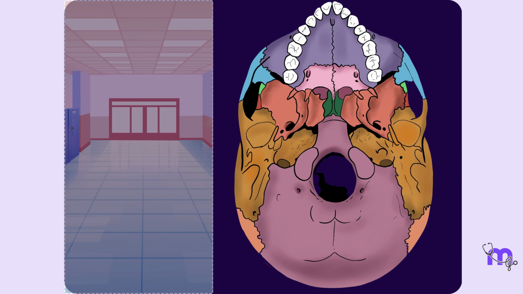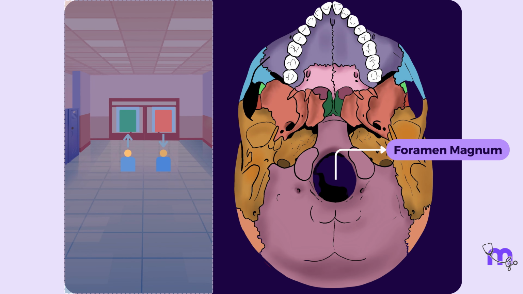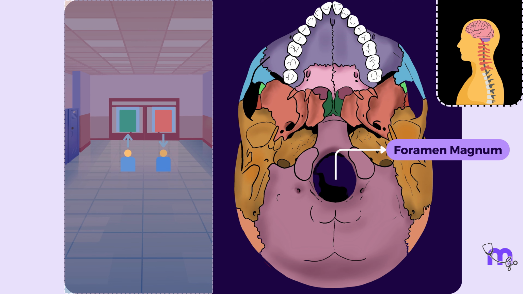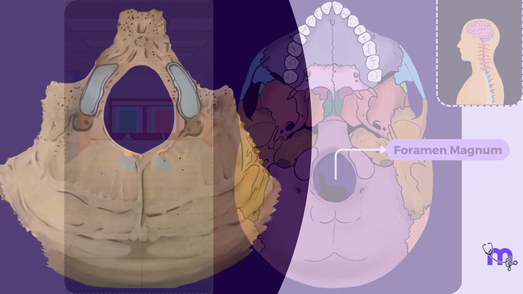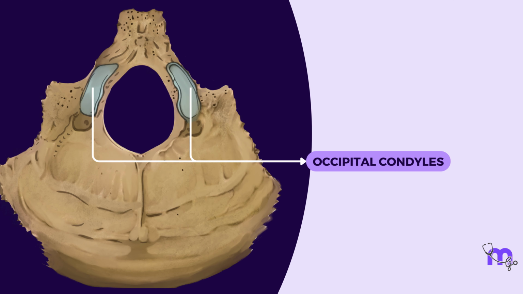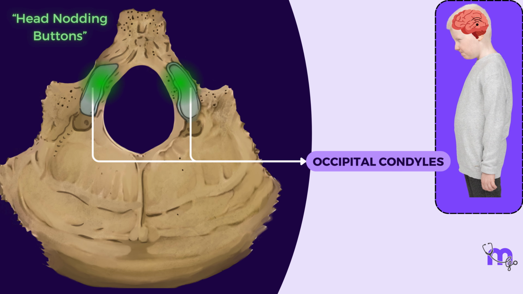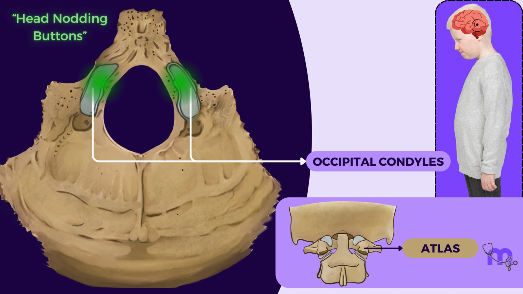The main structures that pass in and out of this doorway through the foramen magnum are the end of the medulla and beginning of the spinal cord. Now visualize the occipital condyles as brain nodding buttons. Much like a nod signifies attention, these buttons let the brain give a friendly nod, teaming up with the atlas or the first cervical vertebrae to create nodding motions that express agreement or interest.